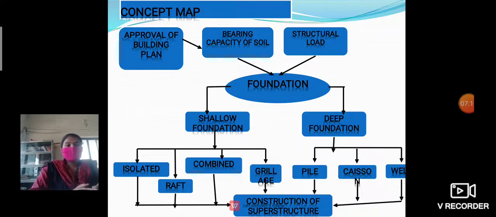Then we have to find the bearing capacity of soil. This is a very important thing, the bearing capacity, if you construct a building. If the soil has low bearing capacity and you are constructing the building for a higher capacity, is it possible for this kind of building to be sustainable on that bearing soil?